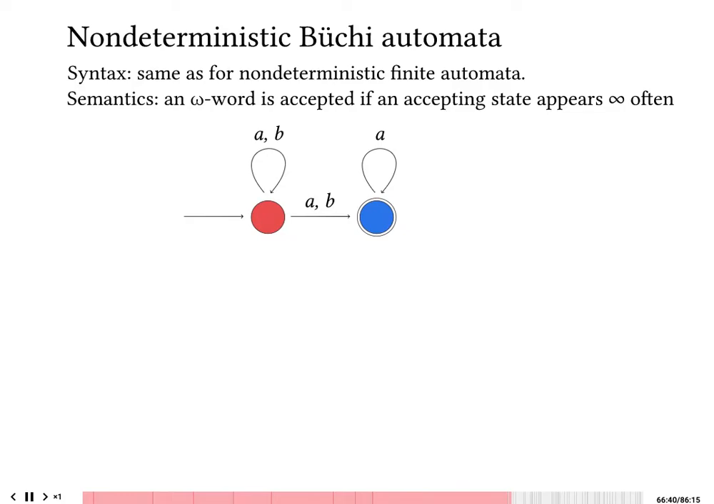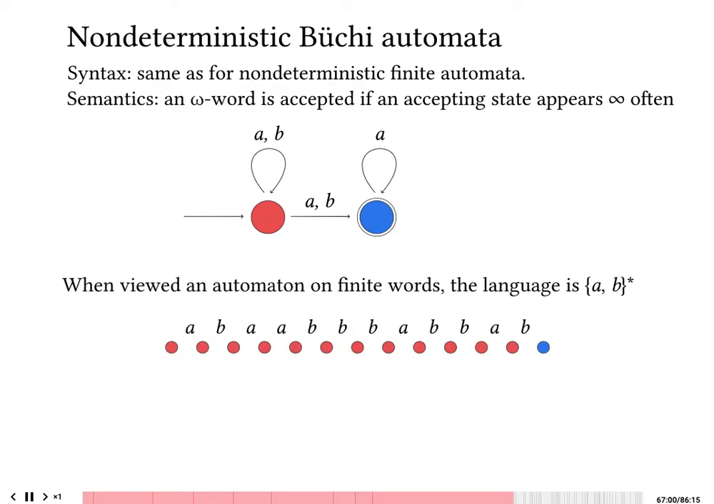A non-deterministic Büchi automaton accepts an omega word if there exists a run, and the runs are defined in the same way as for non-deterministic finite automata. But the acceptance criterion is that the accepting state, so in this example the blue state, appears infinitely often. So if you view this particular example automaton as an automaton over finite words, it will accept all finite words, because for every finite word you can have a run where you just use the red state all the time, and then when you are reading the last letter, you go to the blue state, so that the words have to be non-empty, actually.